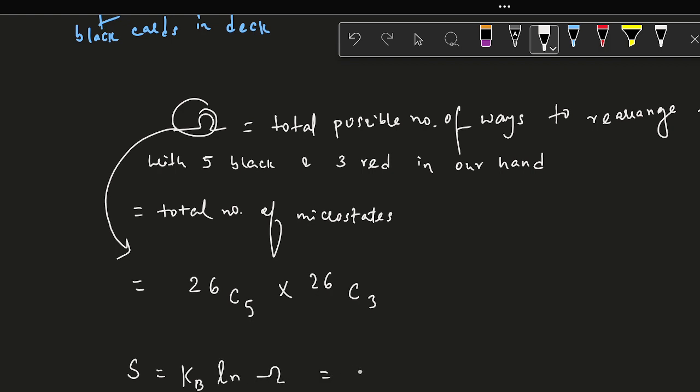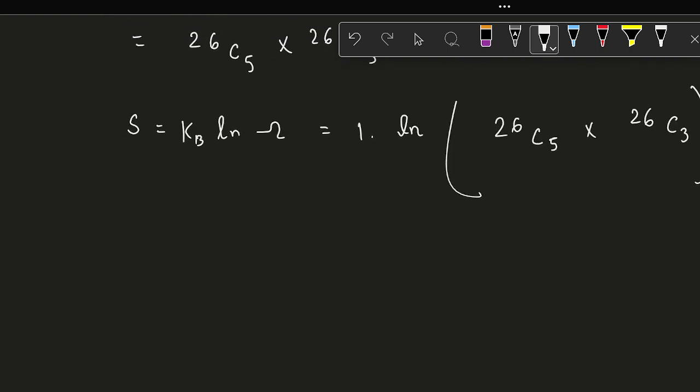So you can just take KB to be 1 as they have chosen here. I know because I have calculated from the answer that they have not put the value of KB. So you will also do that. So 1 times ln of omega means it is just a product, right? So it is 26C5 into 26C3. So you can simply calculate it without much help of a calculator also.